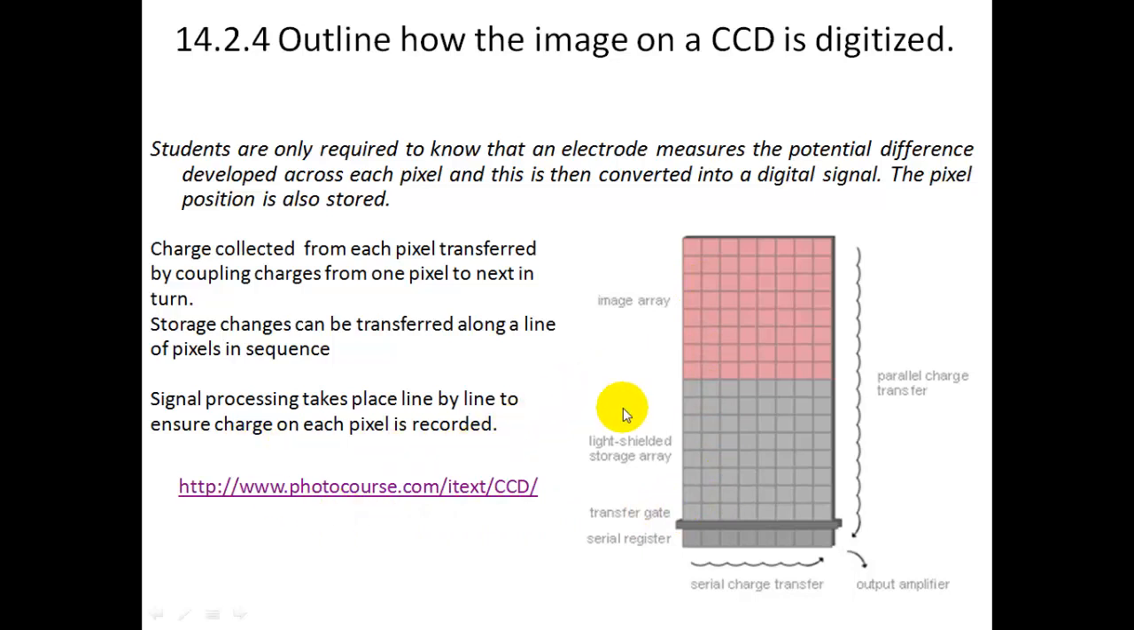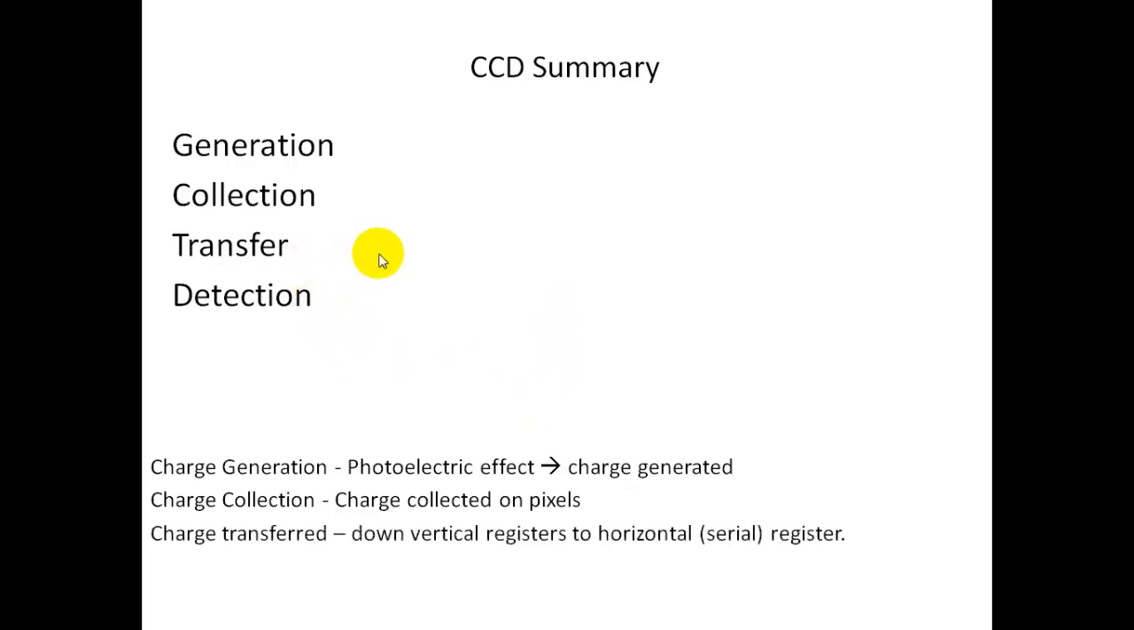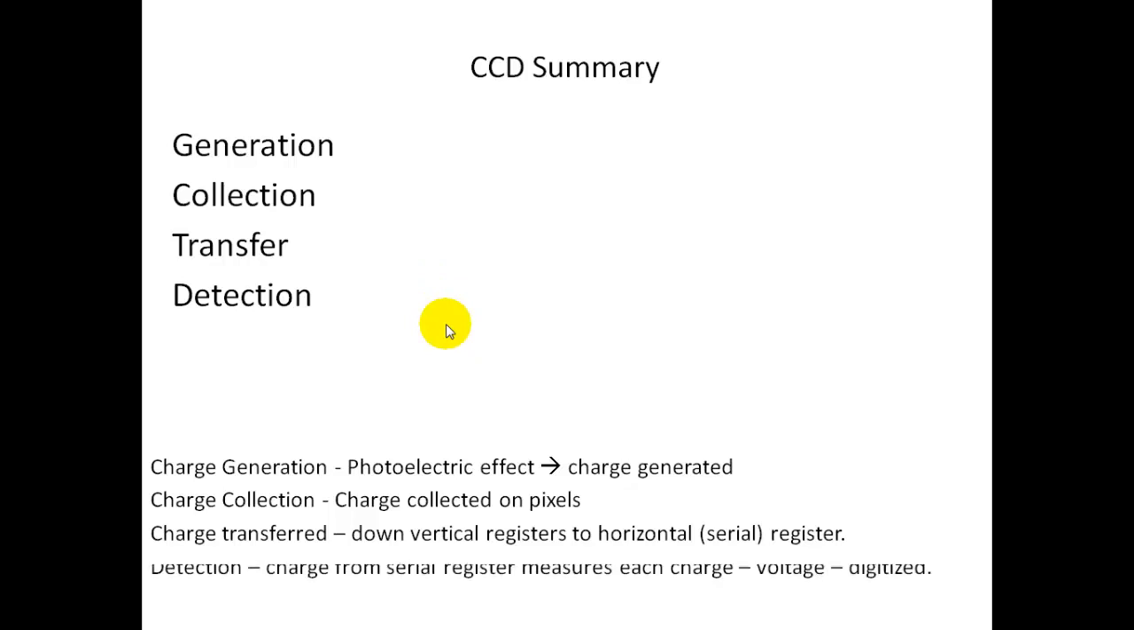So, to summarize, generation. Charge is generated by the photoelectric effect, and that's where the charge is generated. Then it's collected. The charge is collected on the pixels. Then it's transferred down the vertical register to the horizontal register. Then these packets of charge are measured by an electrode, by a voltmeter. And then this value for the voltage is digitized.